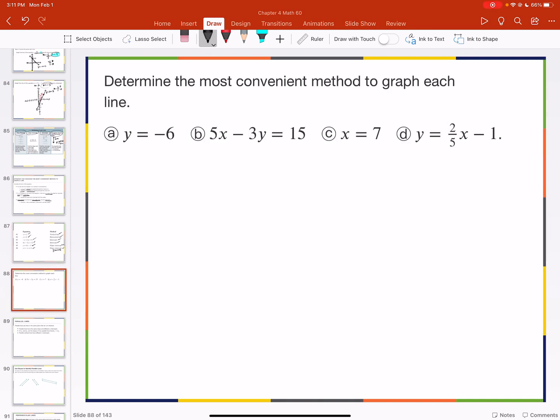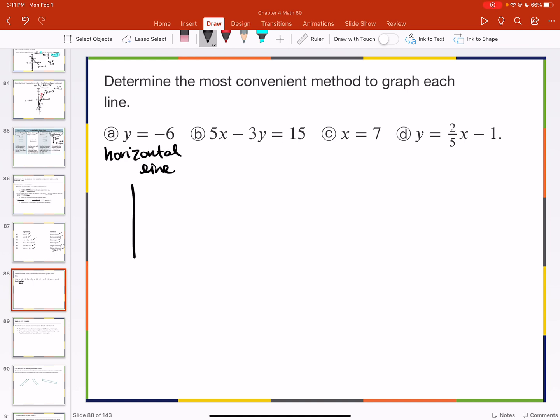So let's go ahead and look at these and tell the recording what's the most convenient method to graph each line. So for the first one, you need to recognize what this is. This is a horizontal line.